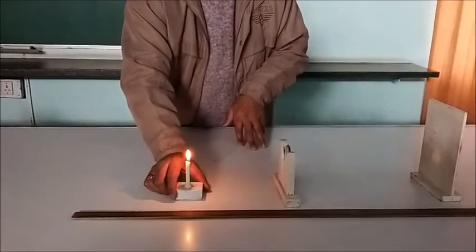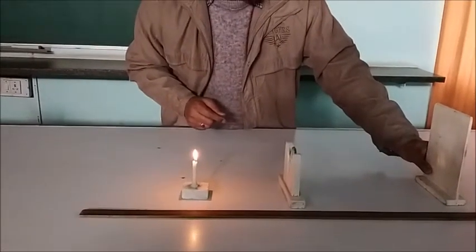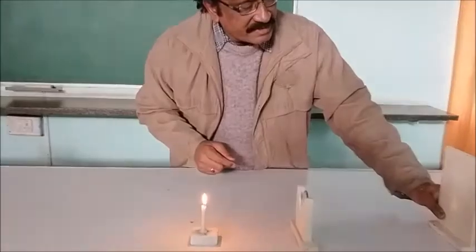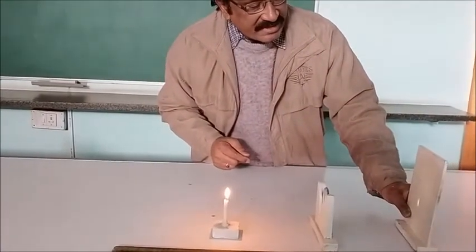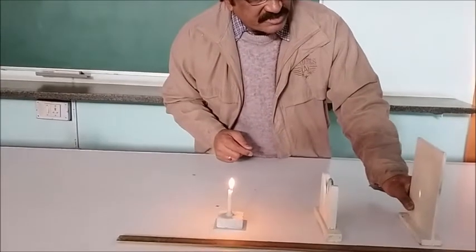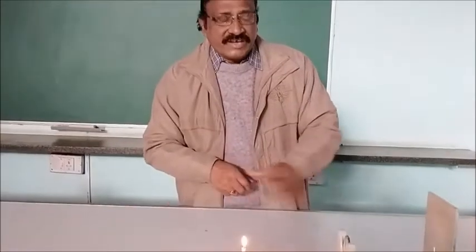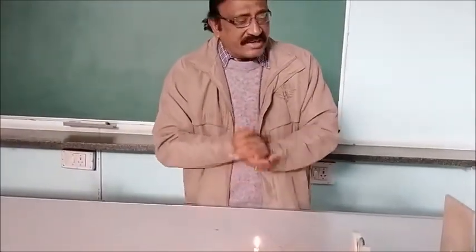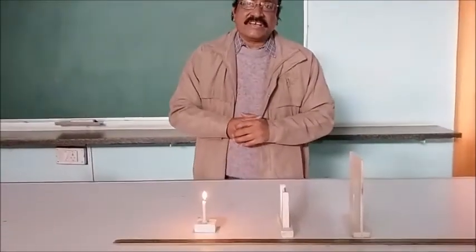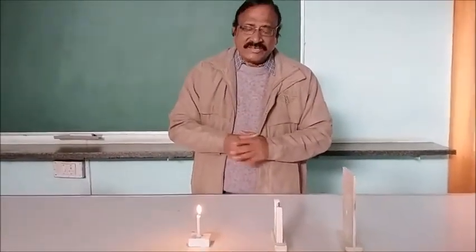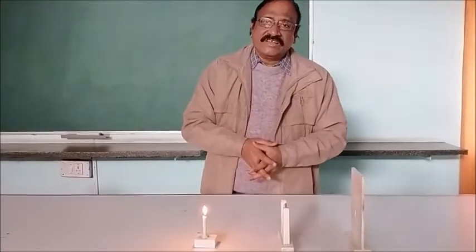So as you can see, if I move this away, the image on the screen disappears. I try to make it sharp by bringing it closer and closer, and at a certain point again it becomes sharp. And now you can see the image is smaller and is a diminished image. So we'll try to do in a systematic manner to understand the variation in the size of this image by changing the object distance from the lens.